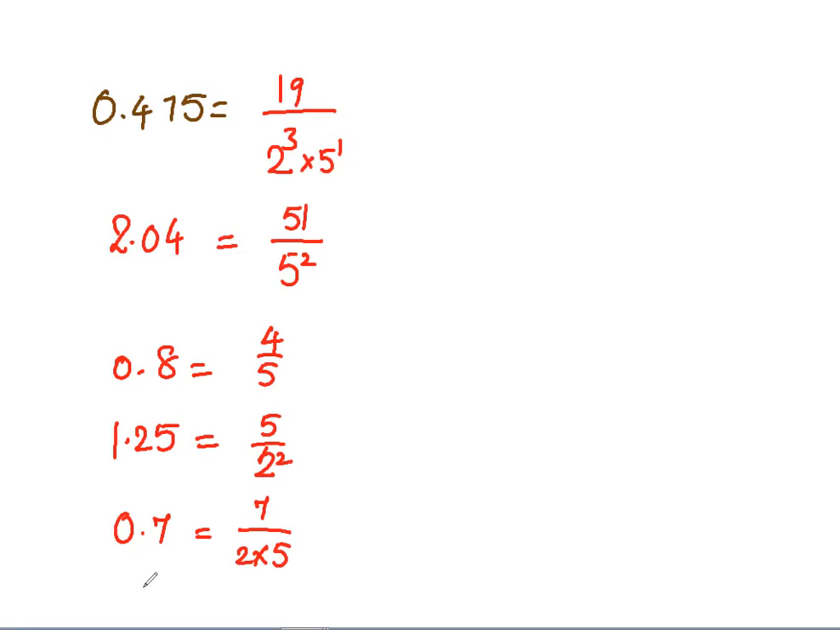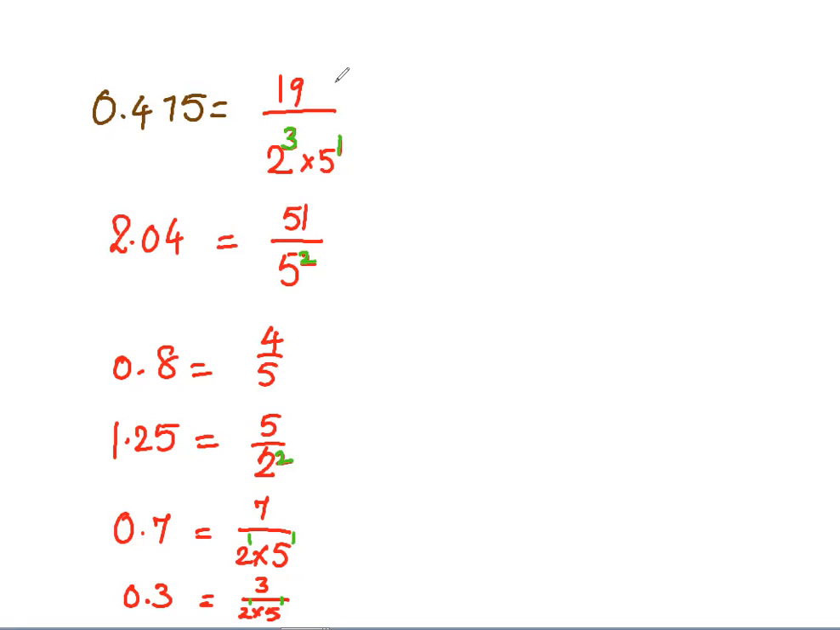Moreover, 0.3 also can be written as 3 by 2 into 5. If you observe the pattern of all these numbers, here 2 power 3 into 5 power 1, here 5 square, here 5, here 2 power 2, here 2 power 1, 5 power 1, here 2 power 1, 5 power 1. What happens here? The denominators have no prime other than 2 and 5.